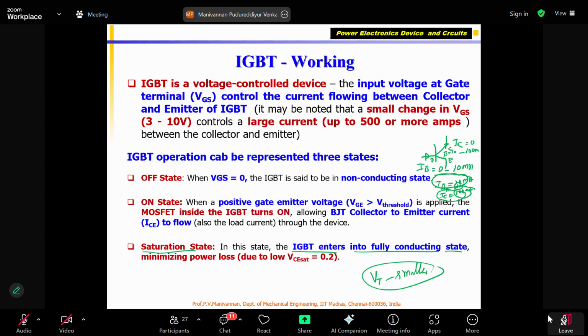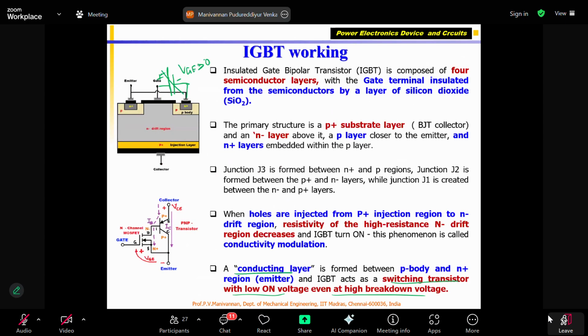Similarly, since my IGBT output stage is a transistor, if I give a maximum voltage, for example VG equal to 10 volts, that is the VG max of the IGBT. Then my IC max may be 100 amps. During that time, if I connect a multimeter across the emitter and collector terminals of my IGBT, VCE sat will be equal to 0.2 volts.